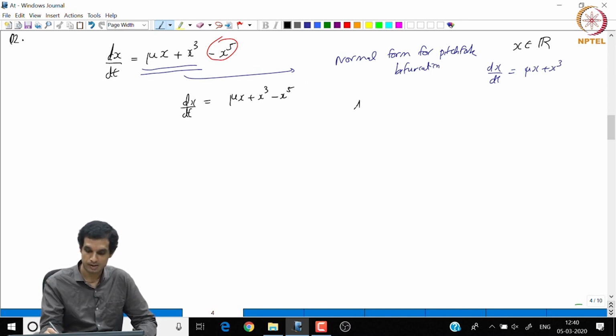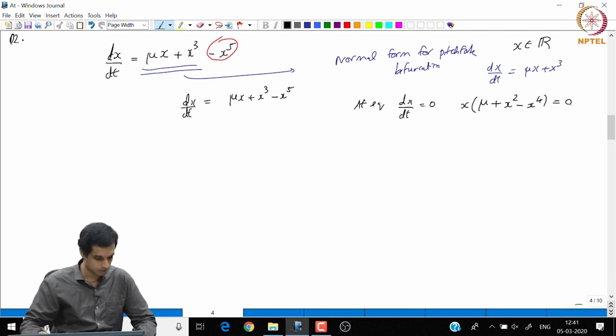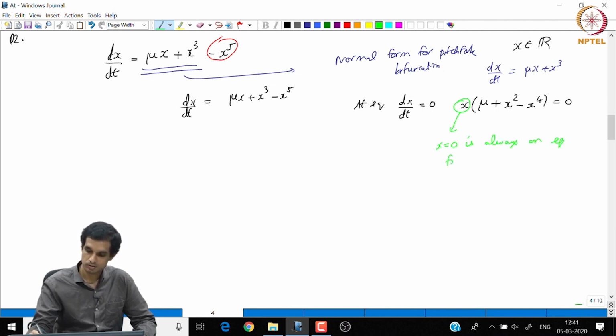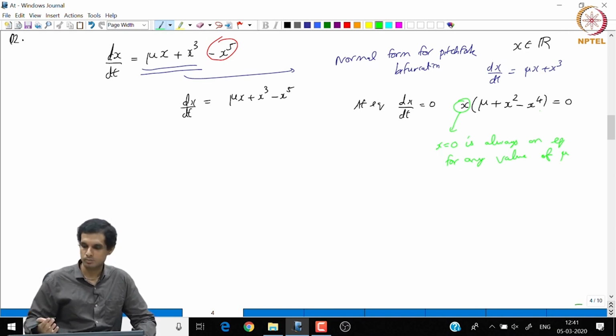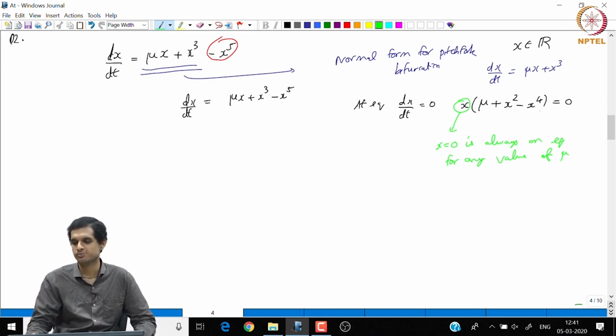At equilibria dx by dt is 0, and hence if you take x common we have mu plus x square minus x power 4 is equal to 0. Now, definitely x equal to 0 is always an equilibrium for any value of mu. So, we are guaranteed the existence of one equilibrium for sure. The other 4 candidates, because it is a 4th order polynomial, at most it can have 4 solutions. When we are lucky we will have 4 solutions; when we are not lucky we may not have any solution.